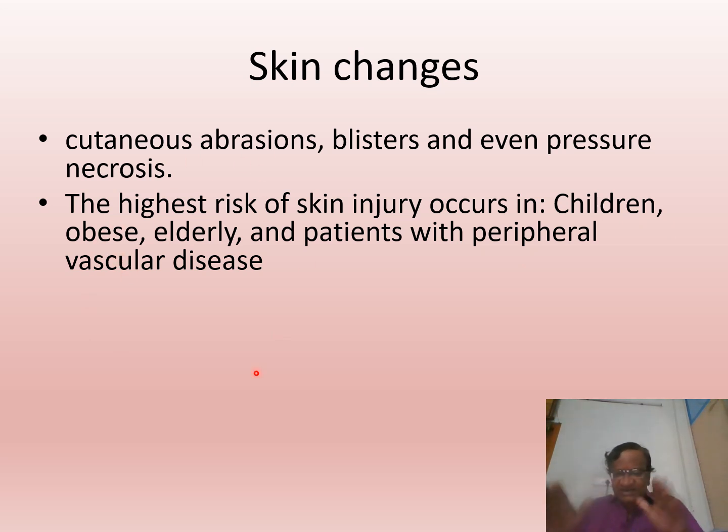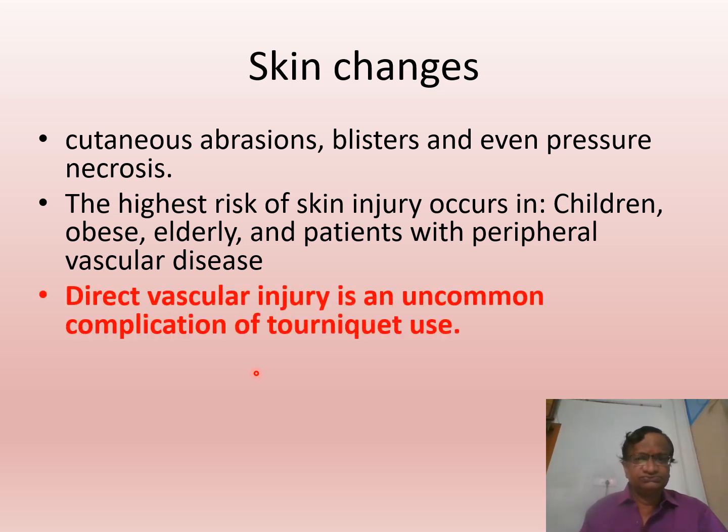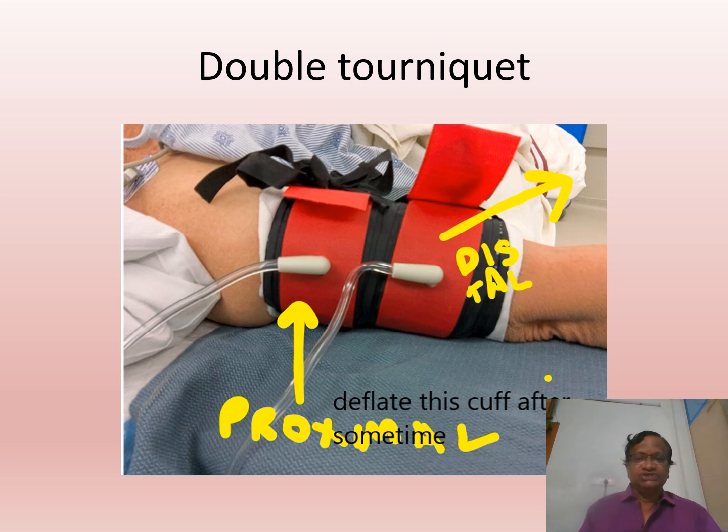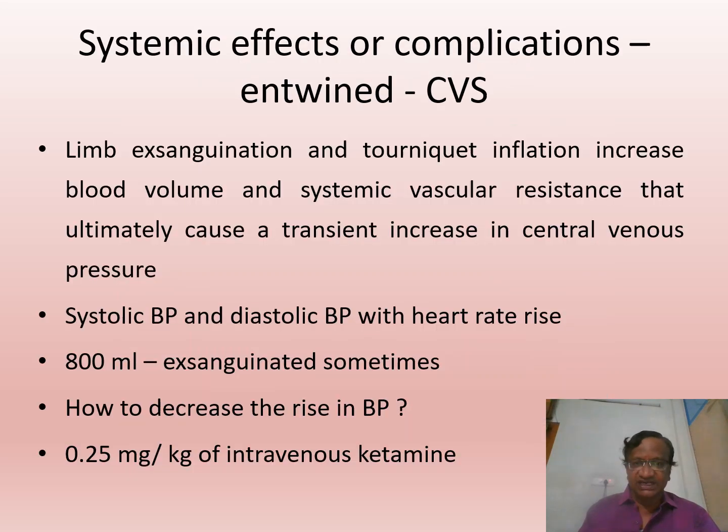Elderly patients, there will be wrinkles. That is where your cushion should be puckered. Direct vascular injuries are uncommon. The combination of fluid collecting under the cuff and pressure by the cuff seems to be a likely cause. Vascular injury is caused by the combination of the pressure and the fluid collecting under the cuff. So we know double tourniquet we use for this. Bier's block. This is the proximal tourniquet and that is the distal tourniquet.